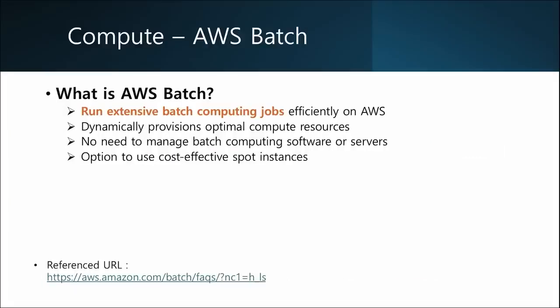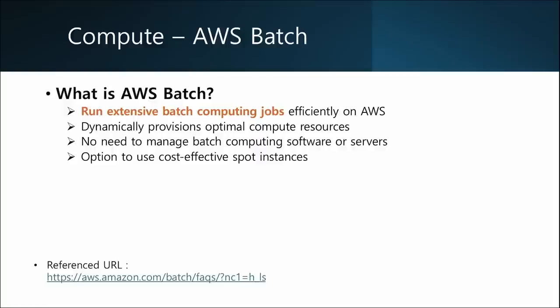Let's learn about AWS Batch service among compute services. AWS Batch is a batch computing service that dynamically provisions optimal computing resources when needed, allowing you to utilize resources as efficiently as possible. When we usually think of batch scheduling, we often think of cron jobs. AWS Batch is a service that can provide this cron job as an AWS service.